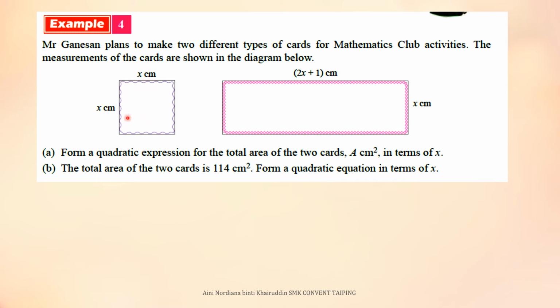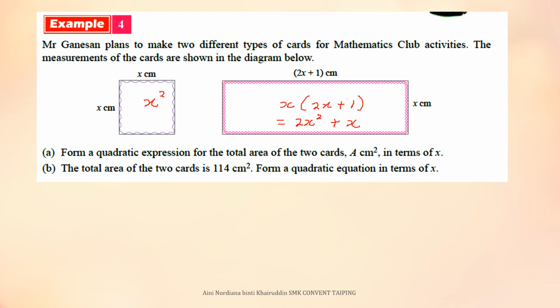So first, find the area of this card. What is the formula of area? The formula of area is width times length. So x times x equals x squared. So the area of this card is x squared. How about this card? We use the same formula, x times (2x plus 1). So x times 2x equals 2x squared, plus x.